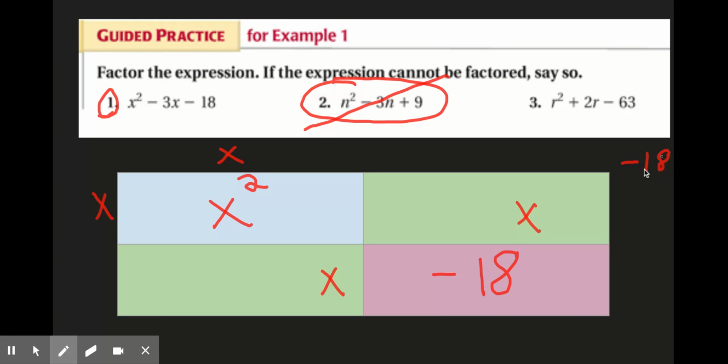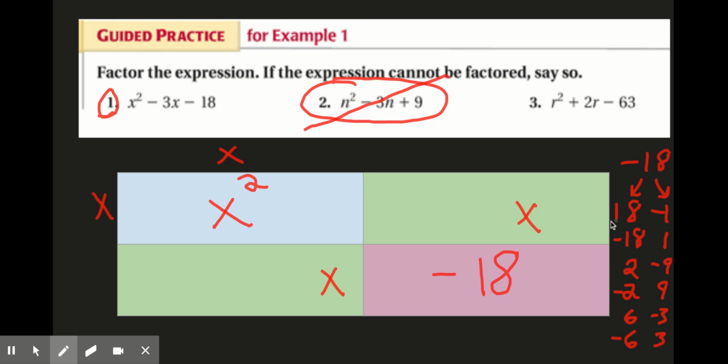So what are some factors of negative 18? Well, the obvious ones are I could do 18 times negative 1, or negative 18 times positive 1. I could also do 2 times negative 9, or negative 2 times positive 9. I could also do 6 times negative 3, or negative 6 times positive 3. So there's my list of possible factors.